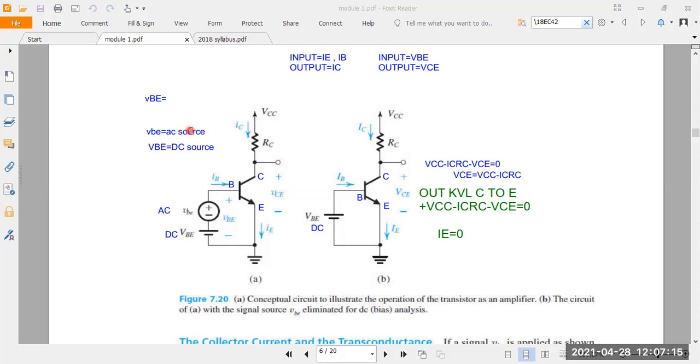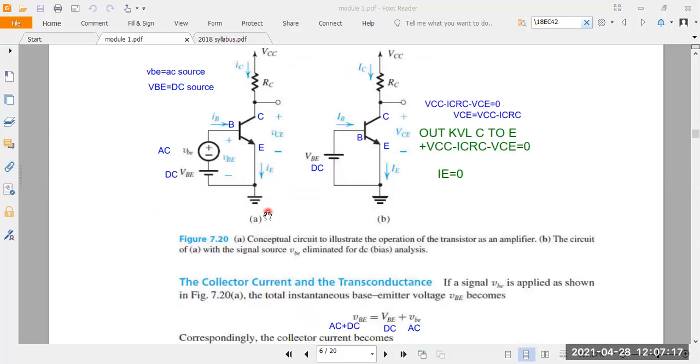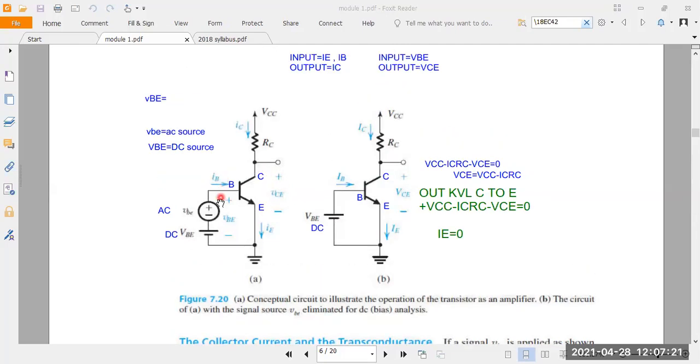For that, the first circuit diagram is given here. First you take the BJT and write the base, collector and emitter. On the base side you connect two sources. Next, on the collector side you connect one resistance, that is RC. This is the load resistance. RC is what here? The output resistance or load resistance for the BJT amplifier.